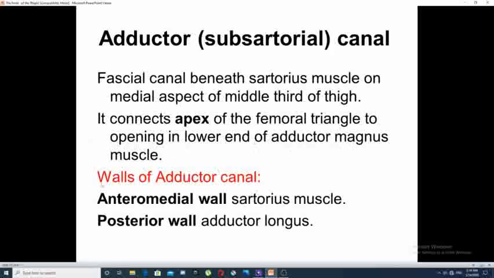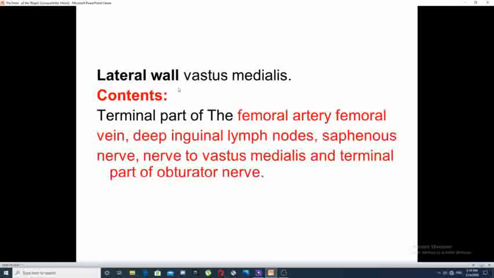The walls of adductor canal are: anteromedial wall formed by sartorius muscle, posterior wall formed by adductor longus muscle, and lateral wall formed by vastus medialis muscle, which is part of the quadriceps femoris muscle. Contents of the canal are the terminal part of femoral artery and femoral vein, deep inguinal lymph node, saphenous nerve, nerve to vastus medialis, and terminal part of obturator nerve.